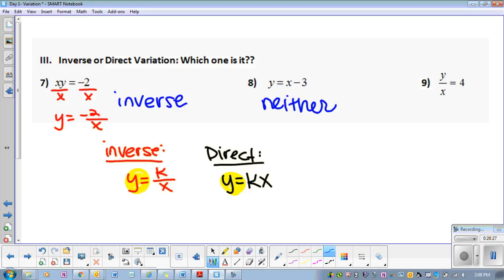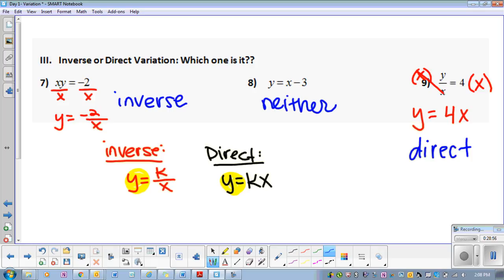So now how about number 9? How do I make this one equal to y? Good. Multiply by x. Good job. So multiply by x on this side. Whatever I do to one side, I do to the other side. y equals 4x. What type is this? Good. This is direct.